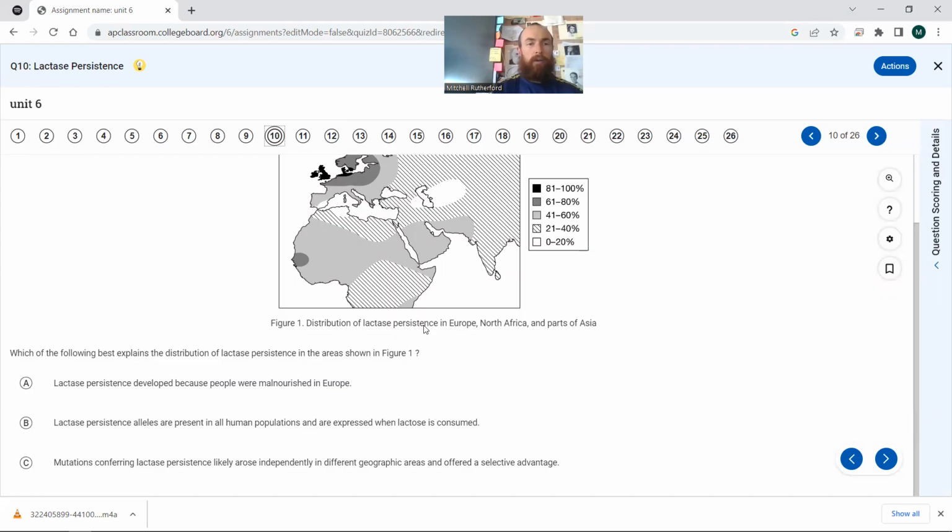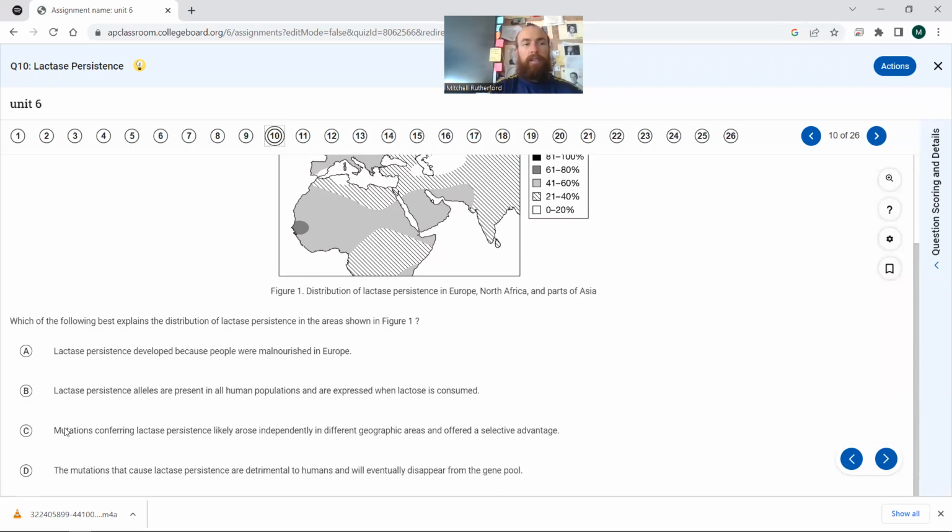Okay, so A says lactase persistence developed because people were malnourished in Europe. Maybe, probably. B, lactase persistence alleles are present in all human populations and are expressed. Oh my God, come on. No, we see it right here. It's literally like it doesn't exist in the white areas and exists more in the dark areas. So this B thing is just garbage.